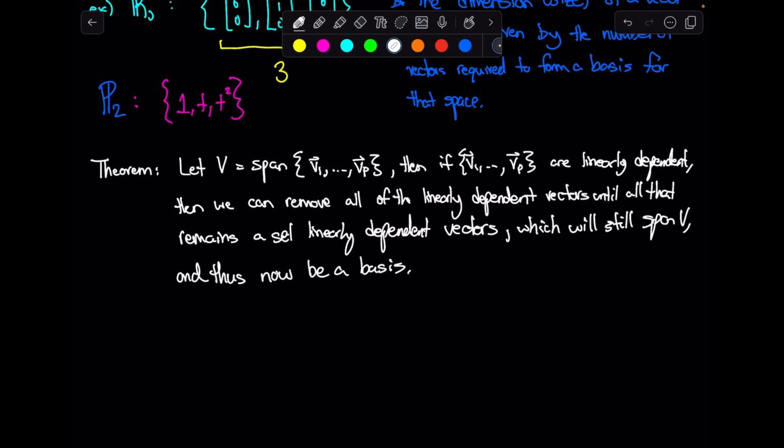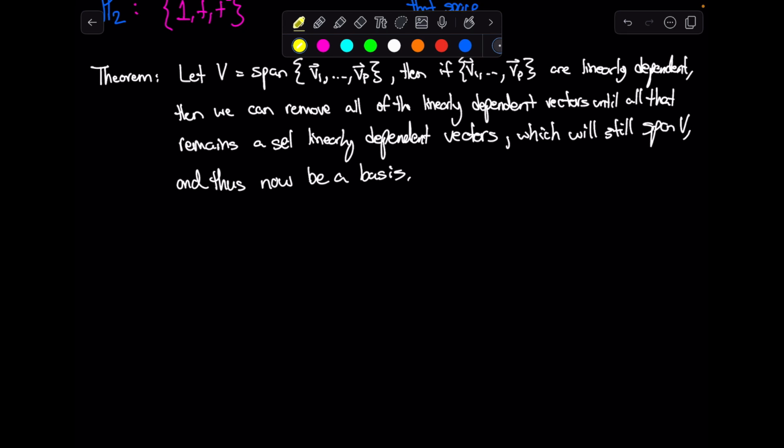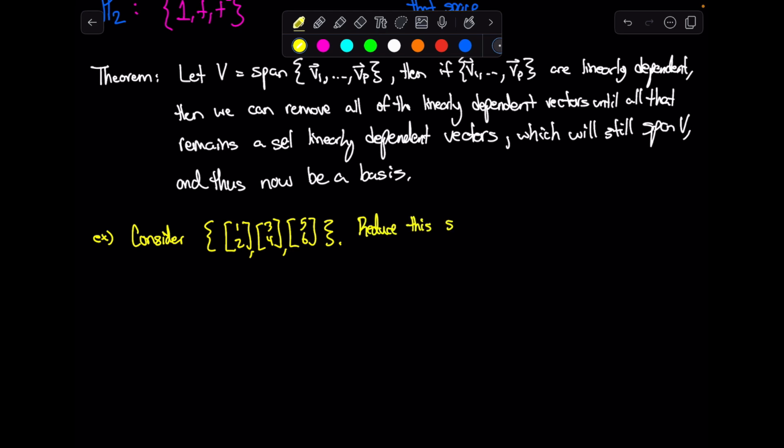So let me make one. Let's make something up, right? What if I ask you to take the set... So consider the set 1, 2, 3, 4, and 5, 6. So let's consider the set of these three vectors. And what I want you to do is reduce this set to a basis for R2.